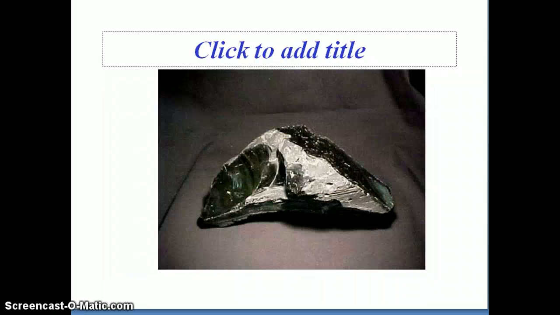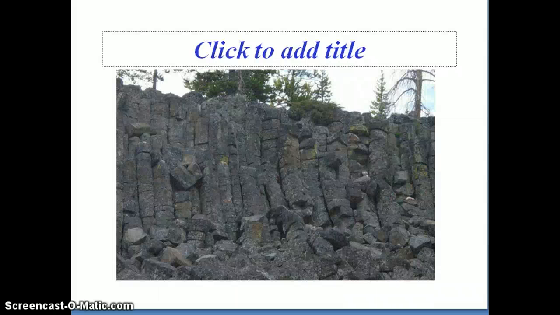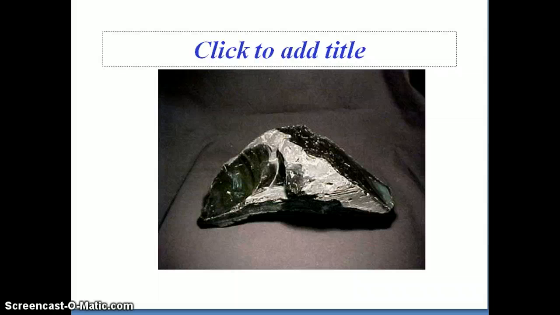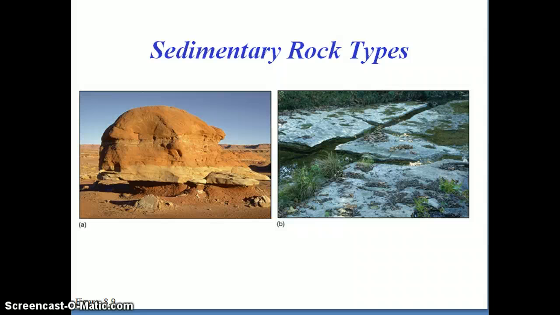Basalt towers, and so let me go back to this. Granite, basalt, and obsidian are all the same chemical makeup, but of igneous rock, all types of igneous rock.